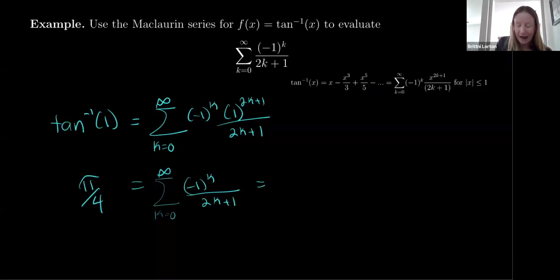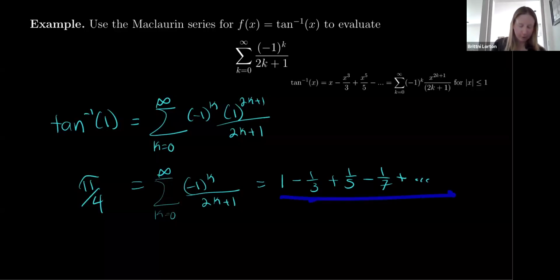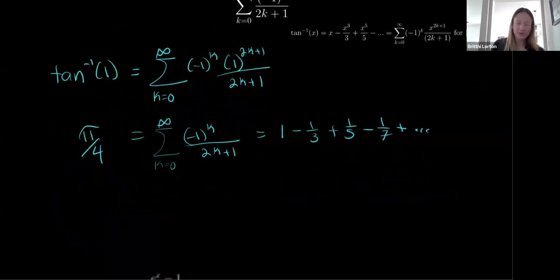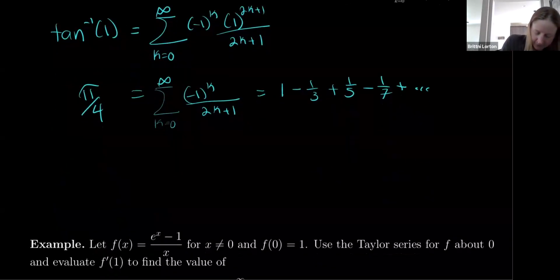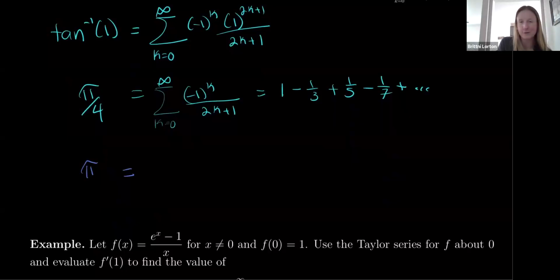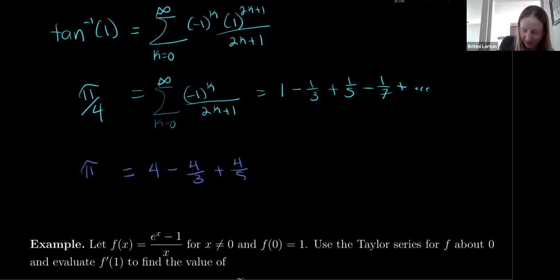So that means if I were to add up all of those numbers, 1 minus 1/3 plus 1/5 minus 1/7, and if I were to do that forever, literally forever, then it would equal pi fourths. So if you ever wanted to know what pi was, just multiply both sides by 4. Pi is 4 minus 4/3 plus 4/5 minus 4/7 forever. This is the coolest part of Calc 2.